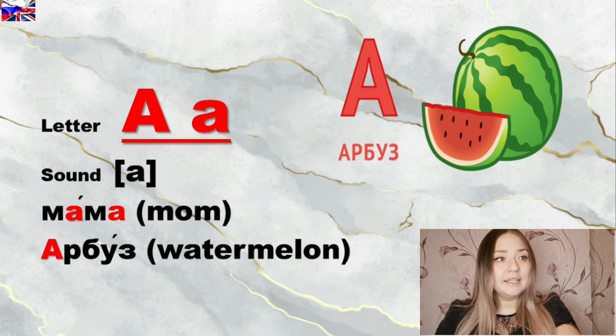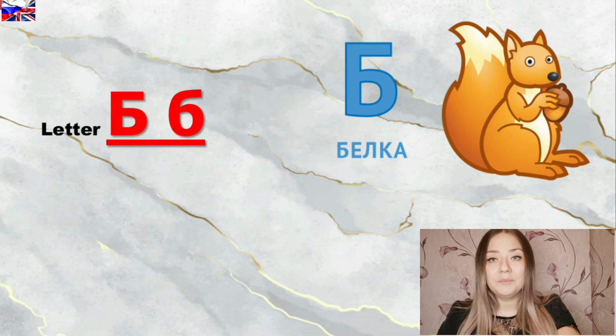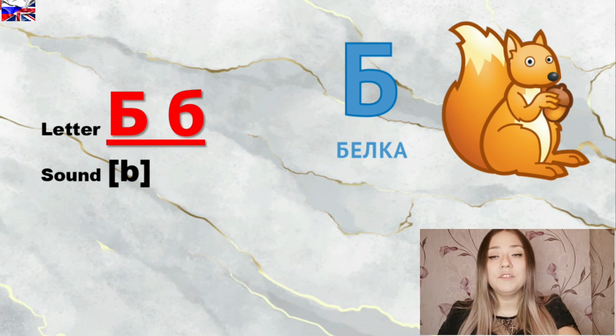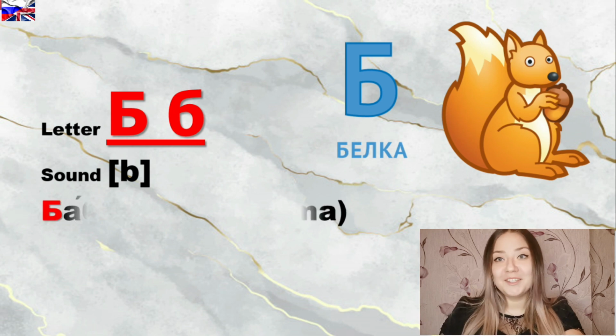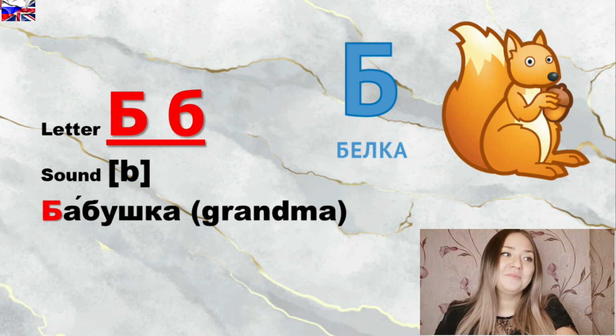It's just done for your convenience. All right, the second letter is letter B, sound B. So you have to make the sound using just your upper and lower lip. Let's look at some of the examples and try to pronounce them together.